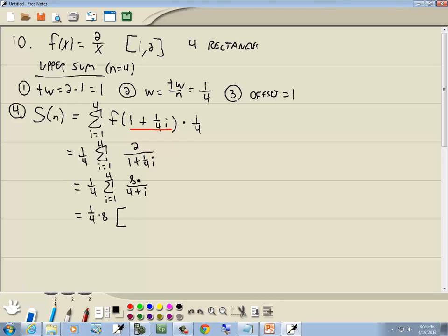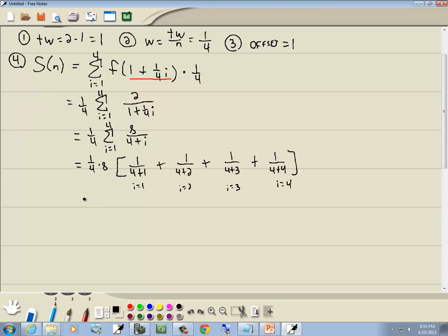So we'll plug in, the 8's gone. We've got 1 over 4 plus 1, this is i equals 1. Plus 1 over 4 plus 2, this is i equals 2. Plus 1 over 4 plus 3, that's i equals 3. Plus 1 over 4 plus 4, and that's i equals 4. Okay, 1/4 times 8 is 2. And that gives us 2 times the quantity 1/5 plus 1/6 plus 1/7 plus 1/8.